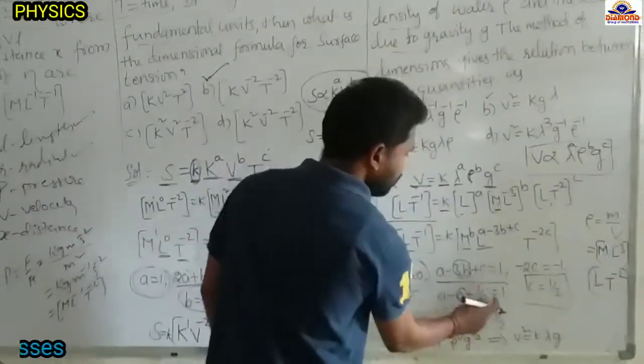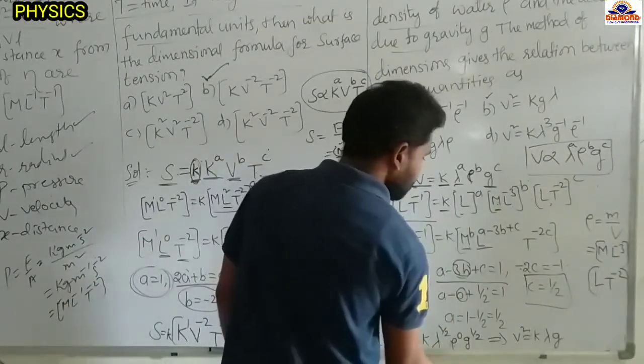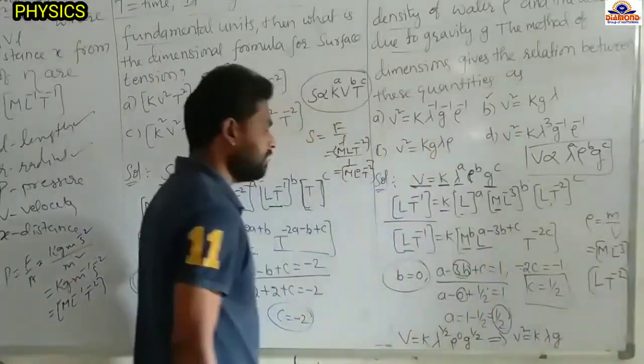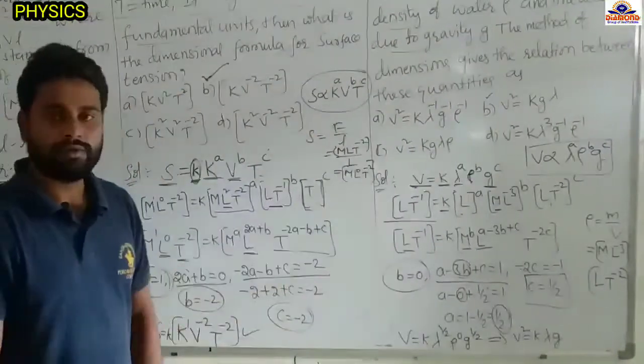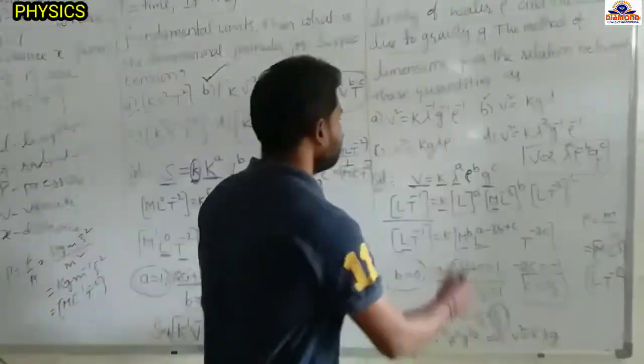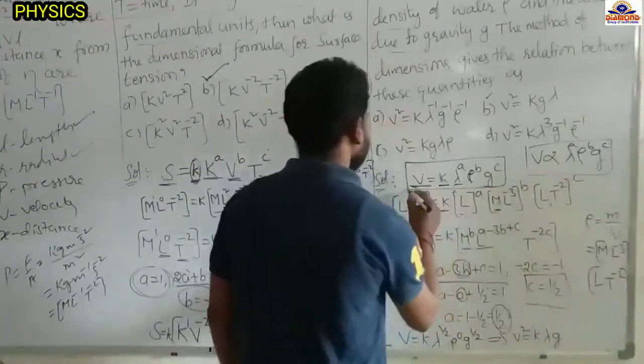Now a value equal to, send that side, 1 minus 1 by 2, we will get 1 by 2. A value 1 by 2, b value 0, c value 1 by 2. This a, b, c value substitute in the first equation we assumed.